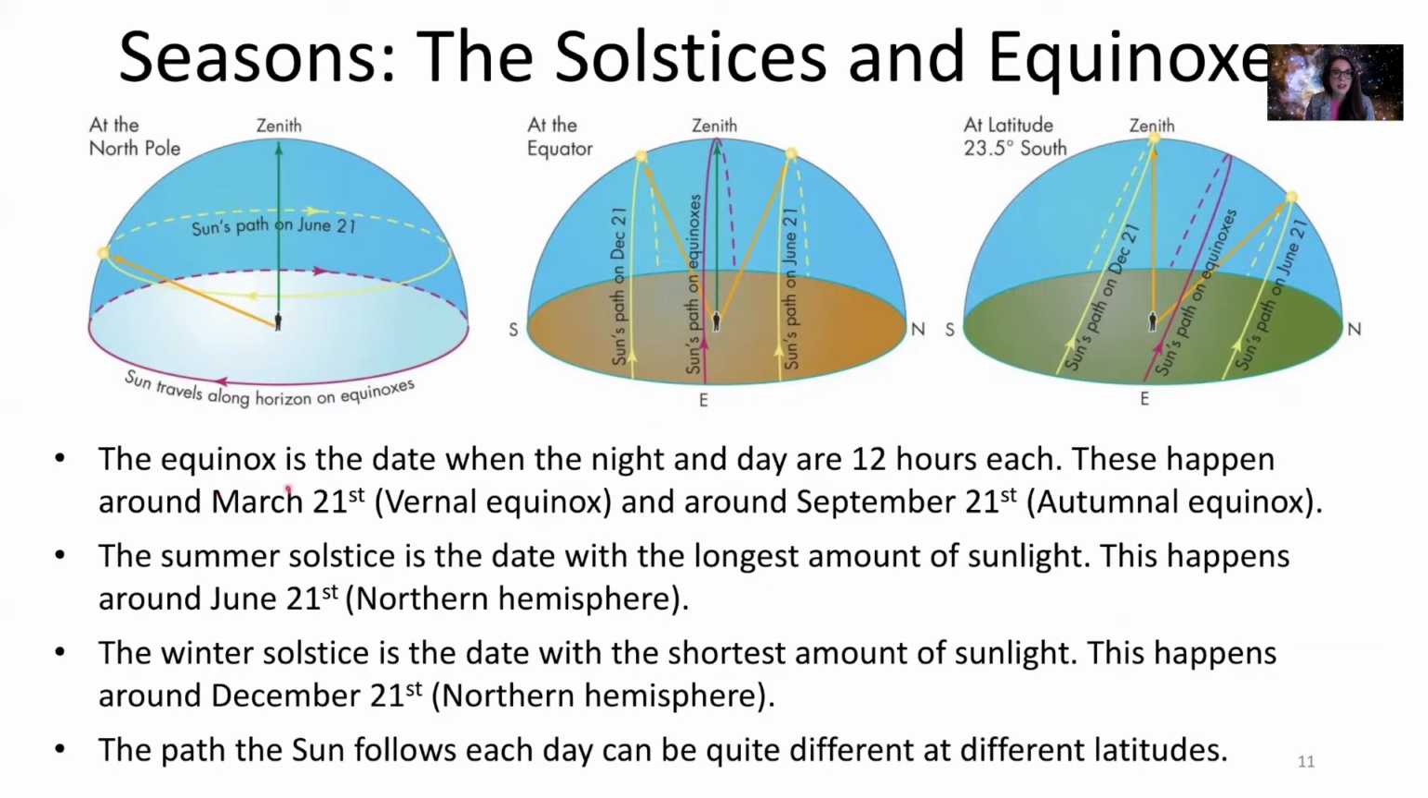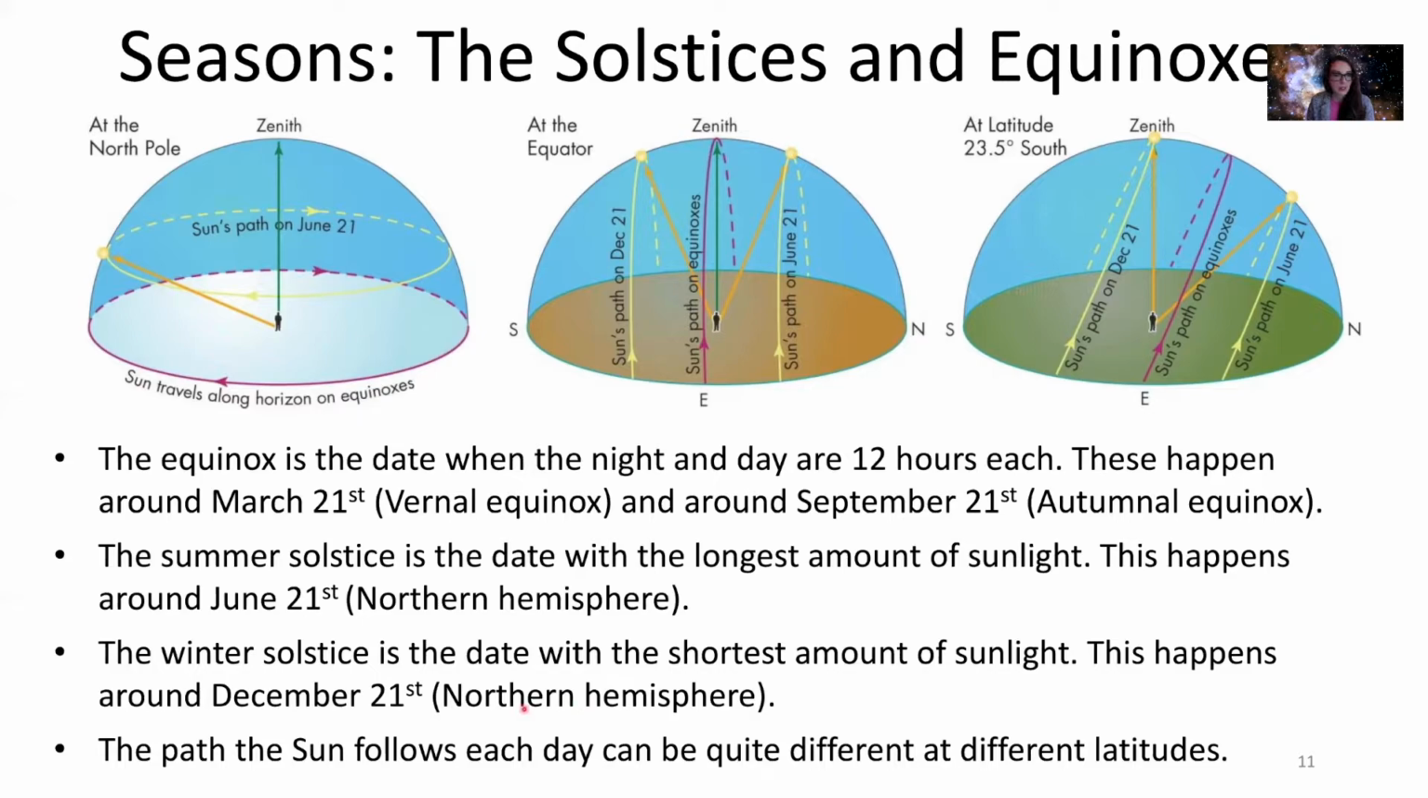And so again, let's define some of these points. The equinox, when I was talking about the autumnal and vernal equinox, the equinox is the date when the night and day are exactly 12 hours each. And these happen again around March 21st for the spring equinox and September 21st on the fall equinox or the autumnal equinox. Okay, so the summer solstice is the date with the longest amount of sunlight, and this happens around June 21st for the Northern Hemisphere. And then the winter solstice is the date with the shortest amount of sunlight, and this happens around December 21st in the Northern Hemisphere.